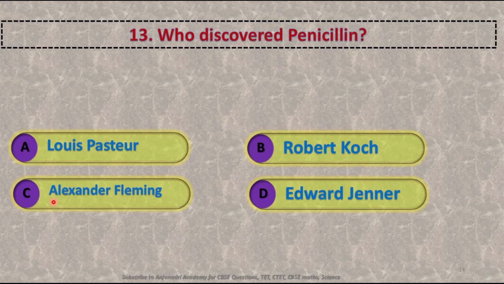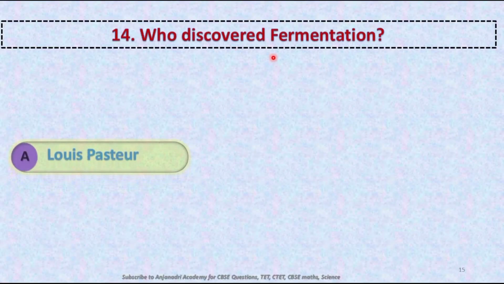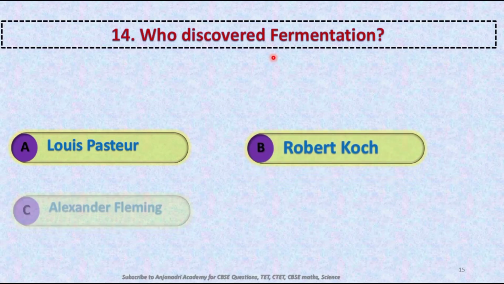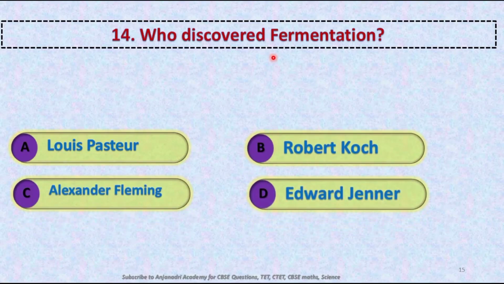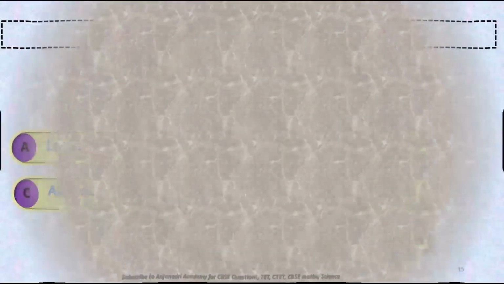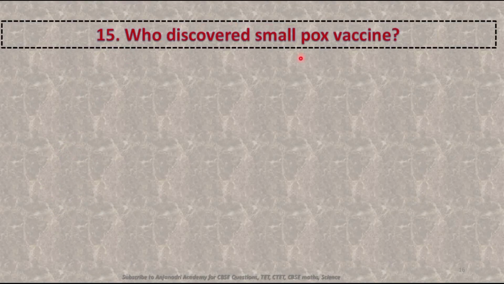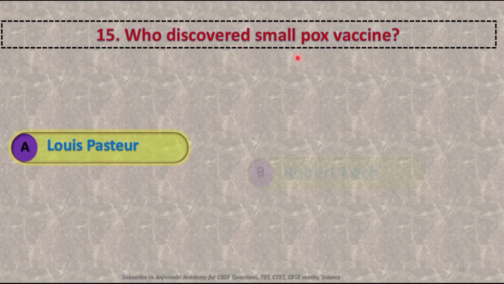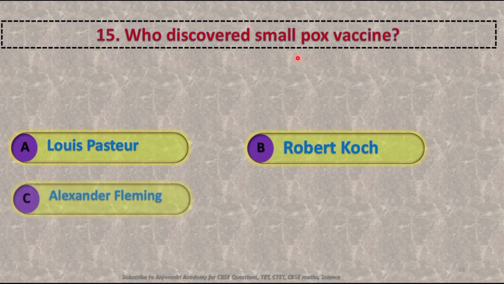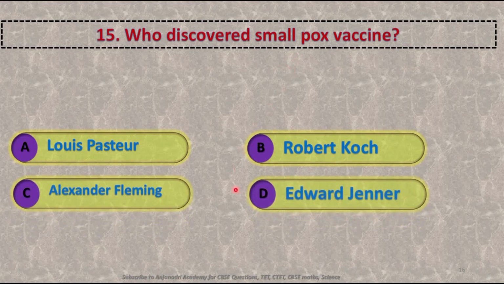He discovered penicillin. Next question is, who discovered the fermentation process? Louis Pasteur, Robert Koch, Alexander Fleming, Edward Jenner. We know that Louis Pasteur discovered the fermentation process for the first time. The next question is, who discovered the smallpox vaccine? Louis Pasteur, Robert Koch, Alexander Fleming, Edward Jenner. The correct answer is option D. Edward Jenner discovered the smallpox vaccine.